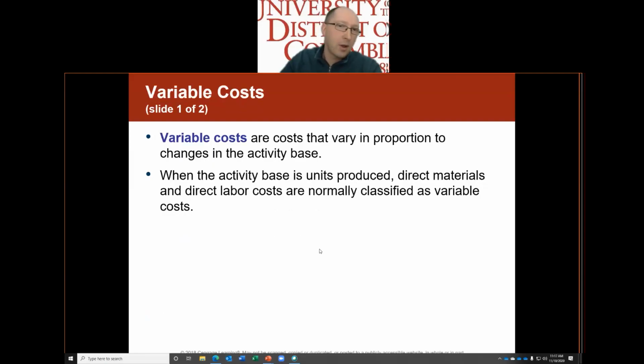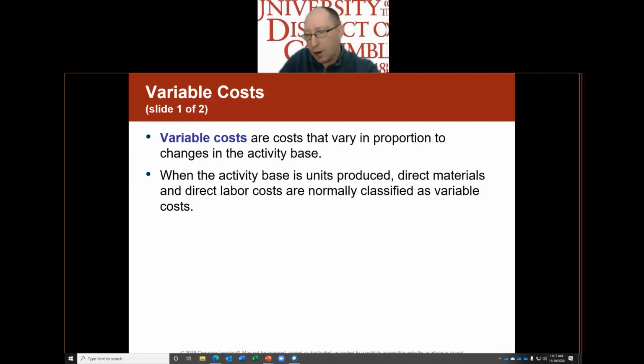Variable costs. We know what variable costs are. We've been talking about this for several chapters now. Variable costs are costs that vary in proportion to the change in the activity base. Okay, variable costs are direct materials and direct labor. The reason why they're variable costs is because they vary with the input and output.